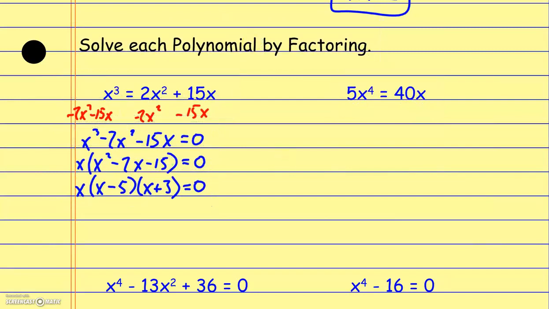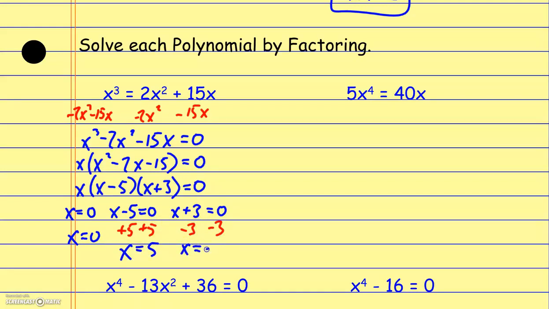And so I set each factor equal to 0. So I do the x equals 0. I do the x minus 5 equals 0. I do the x plus 3 equals 0, and I solve each. This one's already solved, so x equals 0. This next one I just have to add the 5 to each side. And the last one I have to subtract the 3. So I come up with these three answers. So x equals a negative 3, a 0, and a positive 5. Okay? For the next one, again, I have to do the same thing. I got to get it set equal to 0, so I'm going to subtract the 40x from each side.